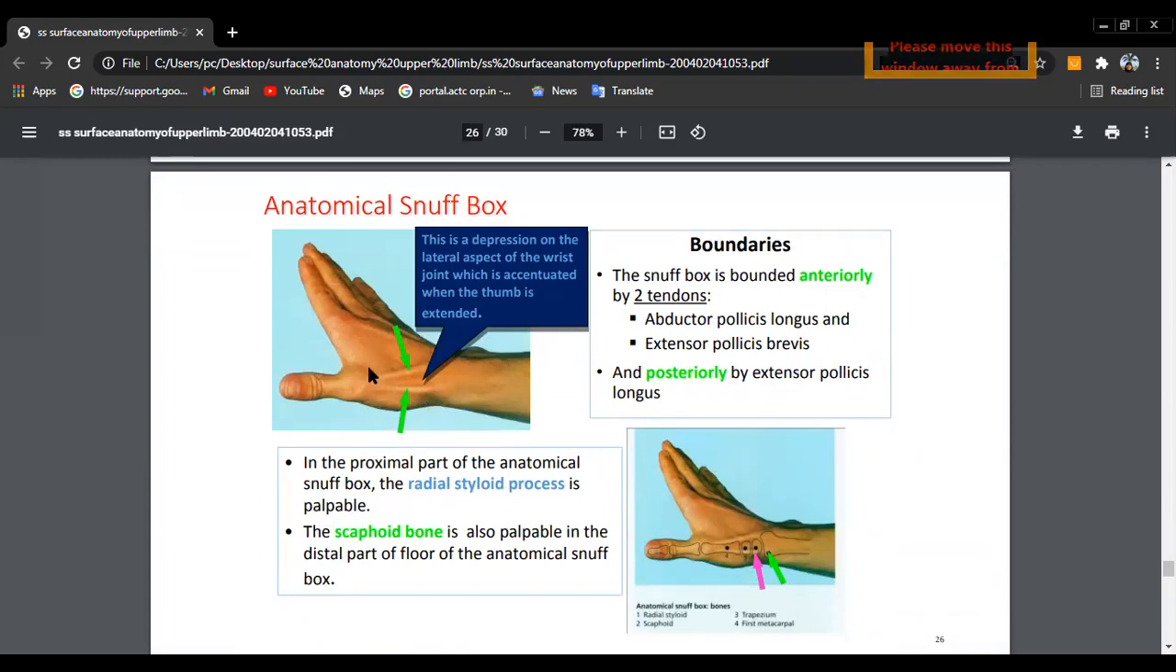The anatomical snuff box, anteriorly, is bounded by the abductor pollicis longus and extensor pollicis brevis tendons. Posteriorly it is bounded by extensor pollicis longus. At the proximal part of the snuff box, where this green arrow is shown, what is the name of this bone? Radius bone. What is the name of this bony projection? Styloid process, which is palpable in the floor of the snuff box. This pink arrow shows the scaphoid bone, seen at the distal part of the floor of the anatomical snuff box.